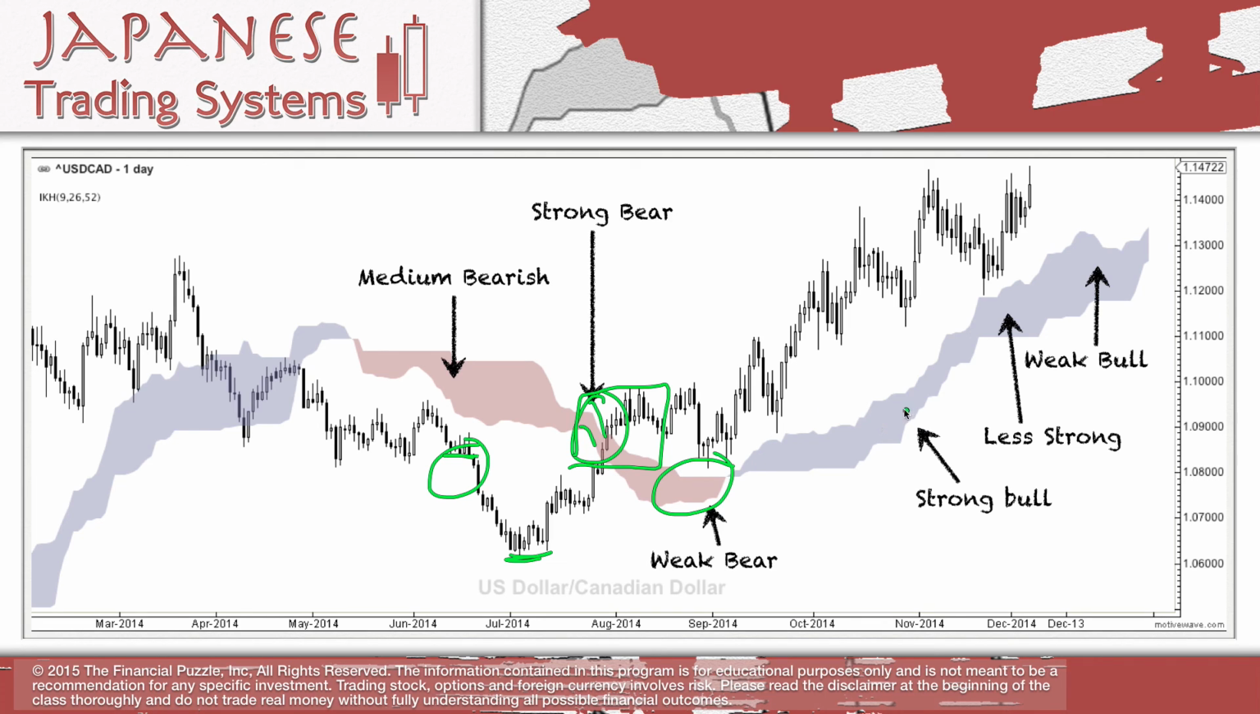Then you start looking over here, strong bull. Well, where did strong bull happen? This happened 26 days in the future. So you come back over here and you say, yeah, sure enough, that was shaping up into a strong bullish trend. So realize that the cloud is actually helping to predict the future.